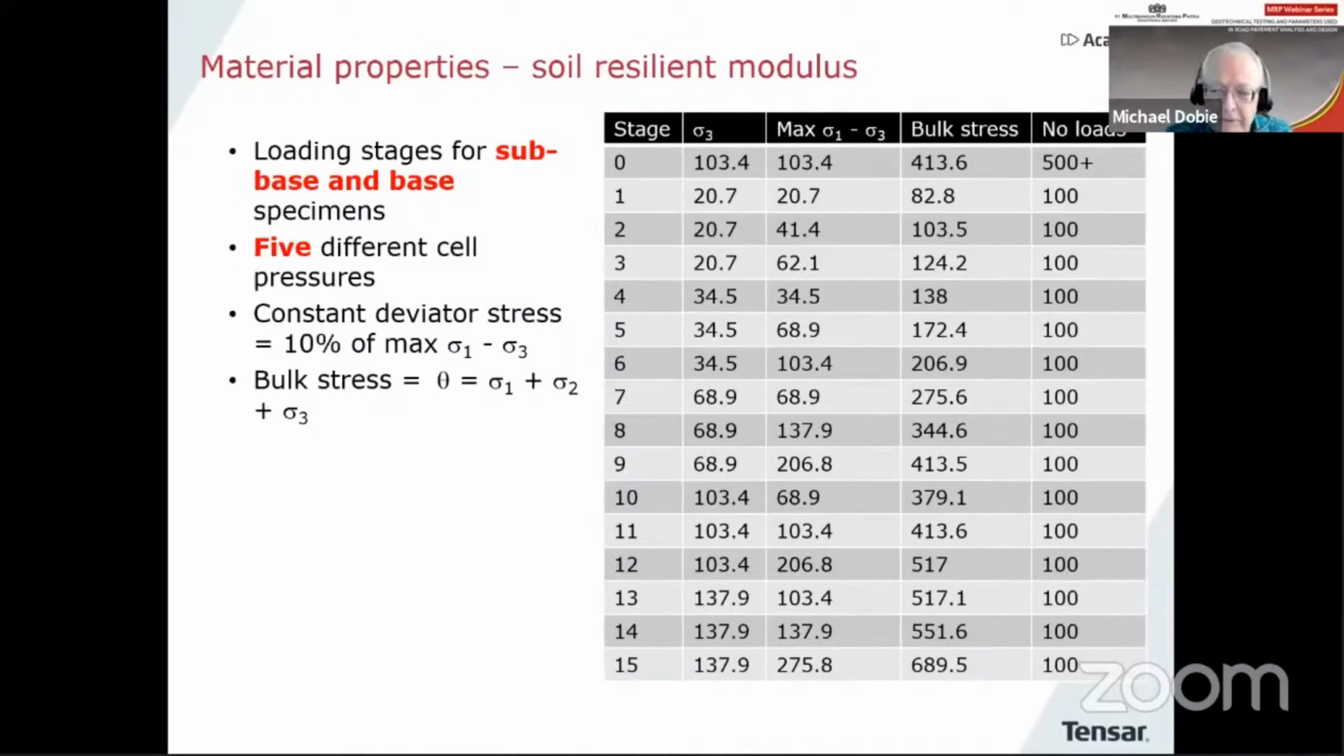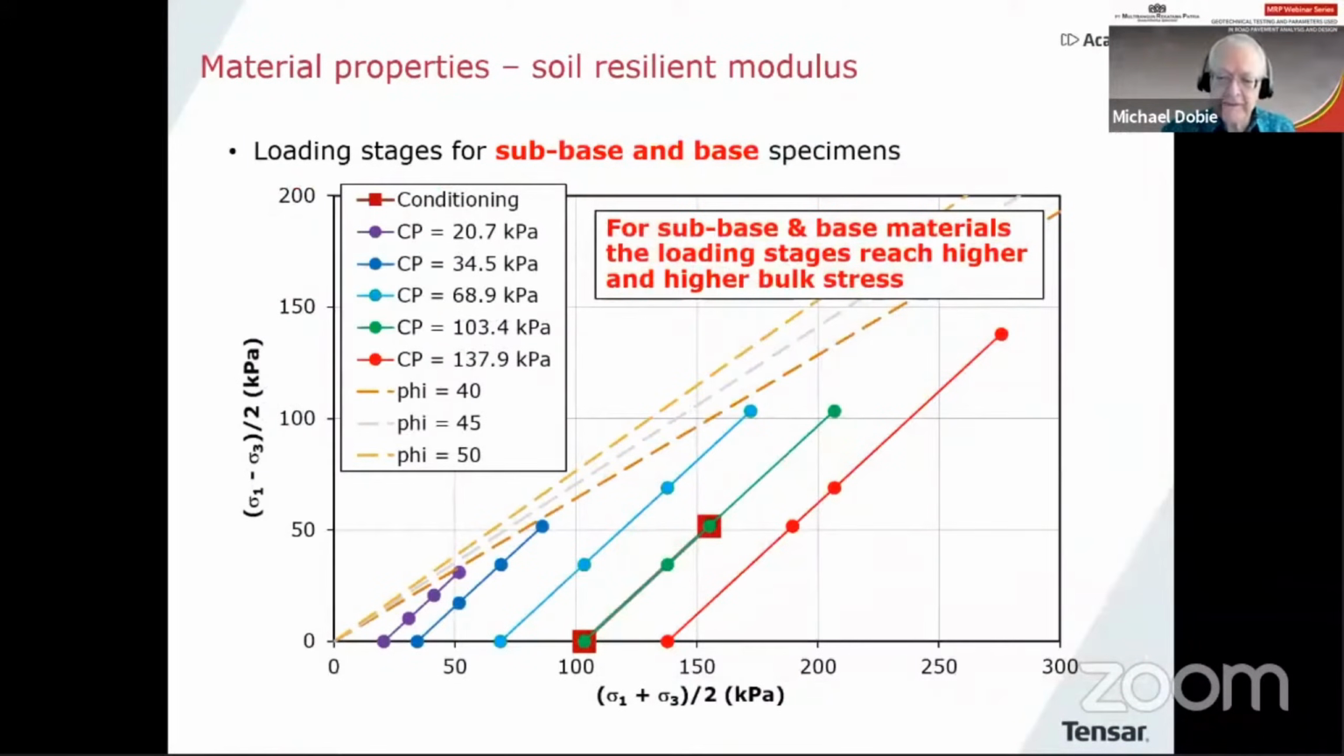So again, I'm going to put it onto a stress path diagram like this. Now much easier to see what's going on. So we have the conditioning stage there with the large brown symbols. That's stage number 0. And then the loading stages go like this. 1, 2, 3 is now at the low end. 4, 5, 6, 7, 8, 9, 10, 11, 12, 13, 14, 15.